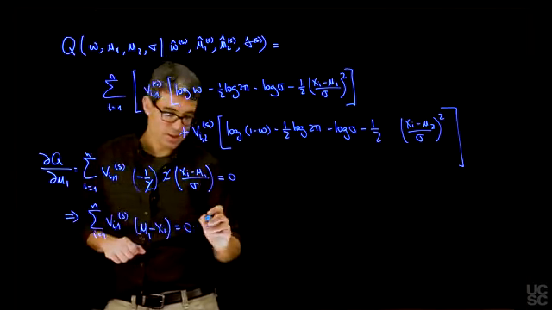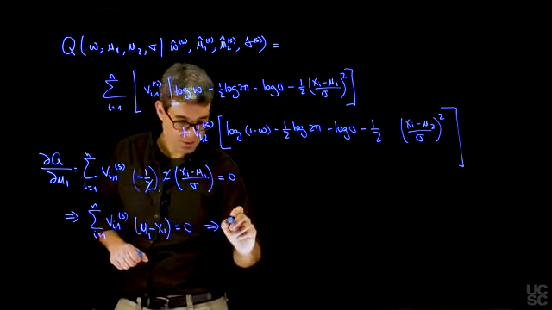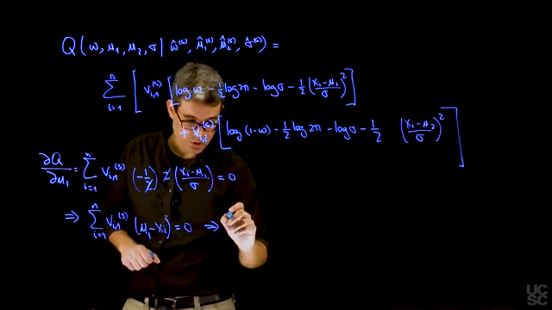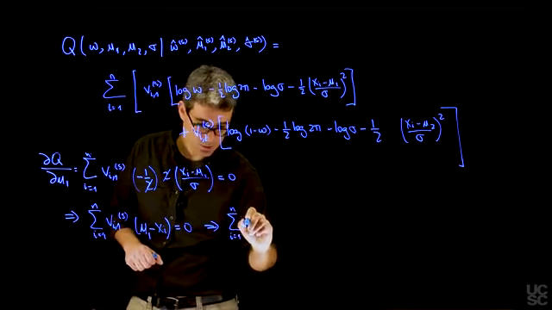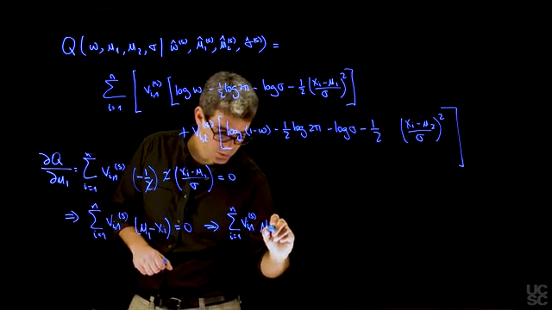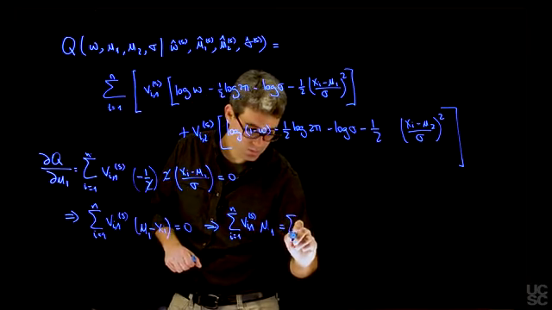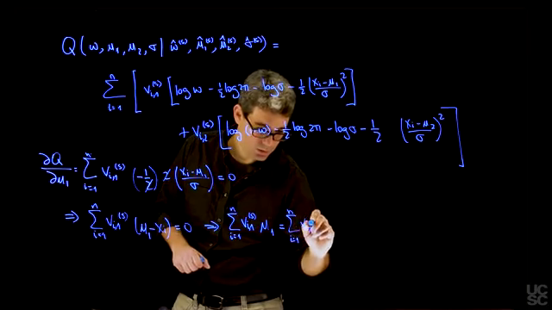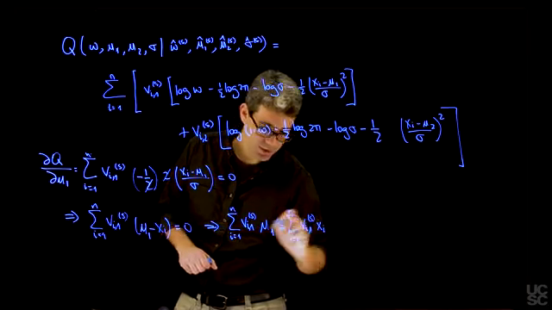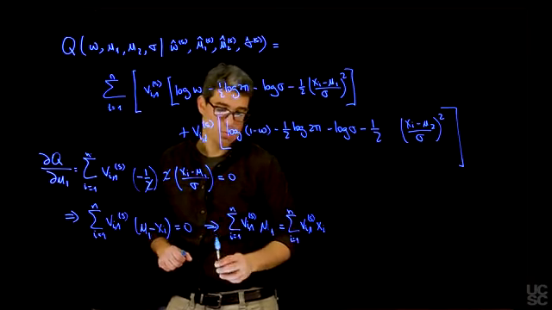But now this is very easy to resolve. So this just implies, if I break this into both sides, that the sum from 1 to n of bi1s multiplied by mu1 has to be equal to the sum from 1 to n of bi1s multiplied by xi. And mu1 doesn't depend on i, so it can just come out of the sum.